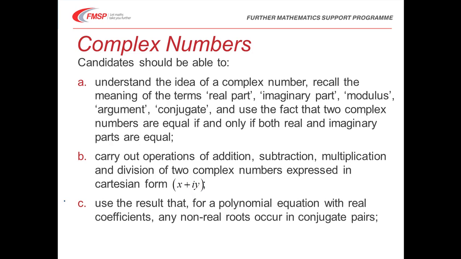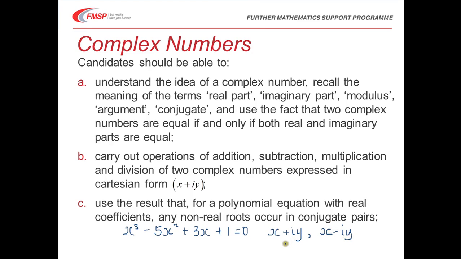And then part C, use the result that for a polynomial equation with real coefficients, any non-real roots occur in conjugate pairs. So if, for example, we take a cubic, x cubed minus 5x squared plus 3x plus 1, then if x plus iy is a root, what this is saying is that the conjugate, which is x minus iy, will also be a root.